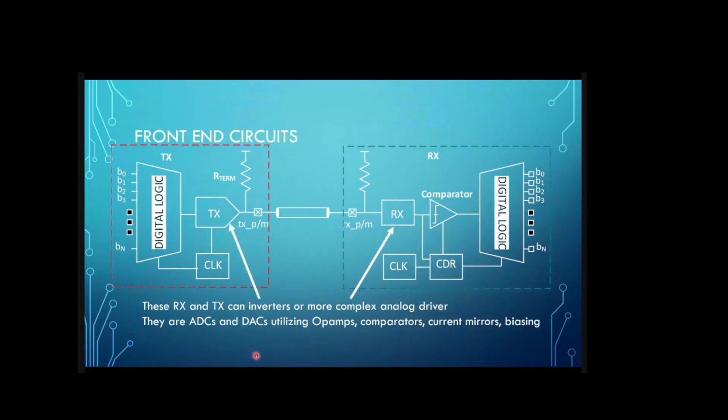Second thing is the real front end circuits we call it, which is actual transmitters and actual receivers. These can be as simple as an inverter, just a simple inverter, and it can be complex drivers too. Usually we can call them ADCs and DACs. I believe you understand what ADCs mean, analog to digital converters. DAC means digital to analog converters. Op amps, you may work on this thing, comparators, current mirror biasing. These are the basic circuits for analog circuit design, but we call it linear circuit design.